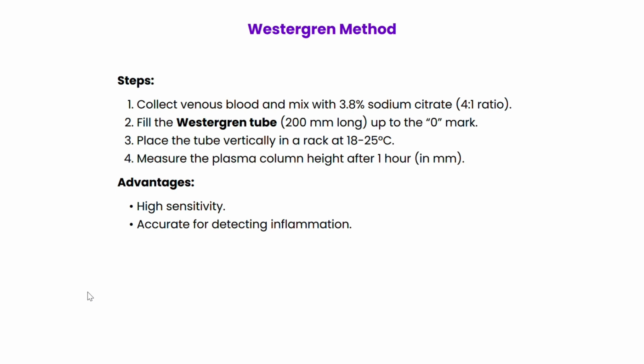Then the tube is placed vertically in a rack, making sure it's undisturbed. The test is performed at room temperature, ideally between 18 and 25 degrees Celsius. Finally, after 1 hour, we measure the height of the clear plasma column at the top of the tube. This height in millimeters represents the ESR value. The Westergren method is highly sensitive and ideal for diagnosing inflammation related conditions.